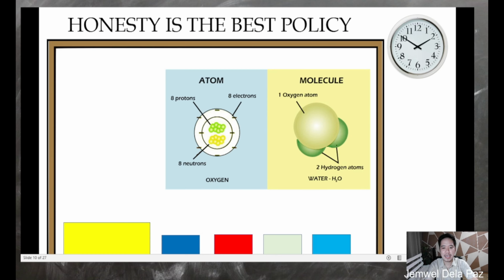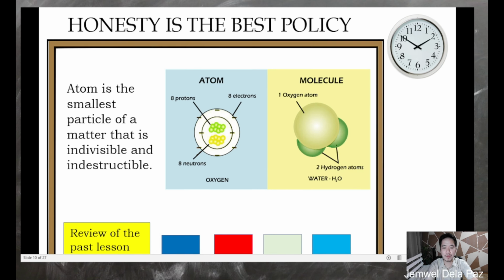Previously, we discussed that atom is the smallest particle of matter that is indivisible and indestructible. This idea was given birth by Leucippus and Democritus. We also differentiated atom and molecules. We discovered that atom is made up of a single type of element that can exist on its own, while molecule is a combination of two or more atoms.